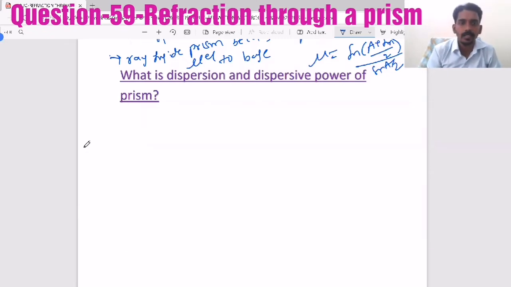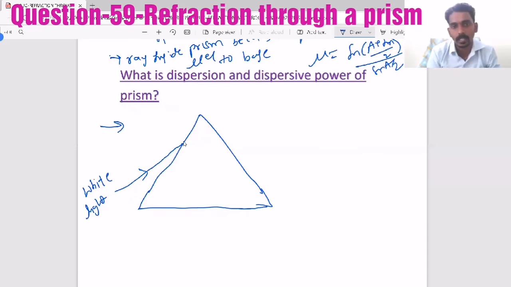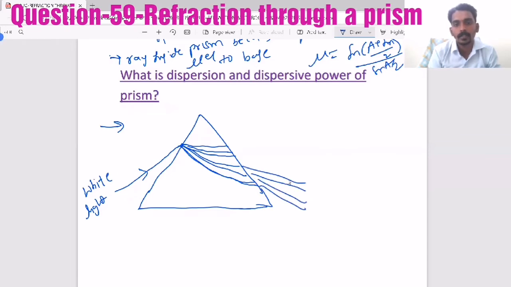Now, the next thing is what is dispersion and dispersive power of a prism. When you consider a prism, and white light passes through it, white light is a mixture of 7 different colors, so it splits into 7 different colors. The emerging light will be like 7 different colors.